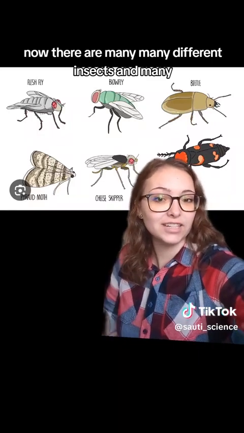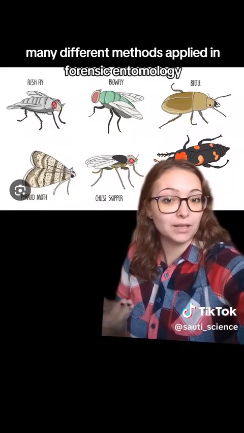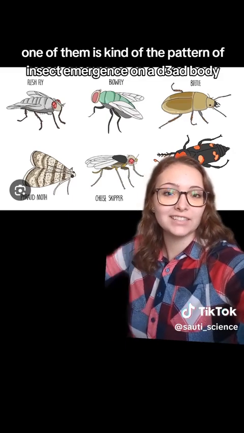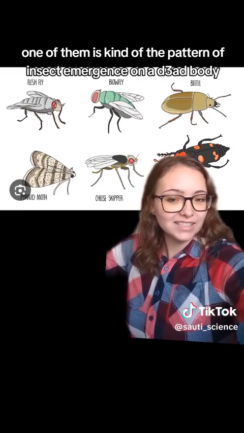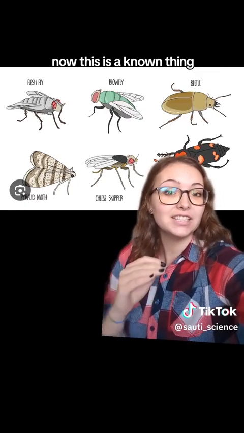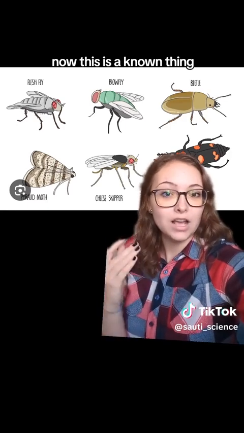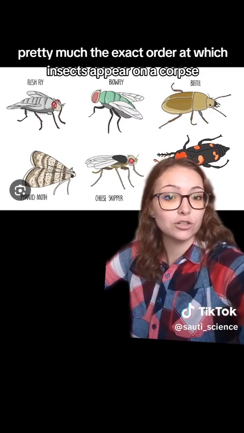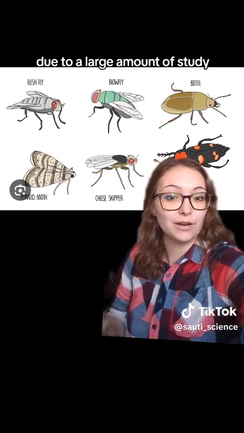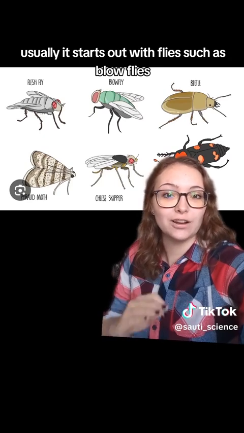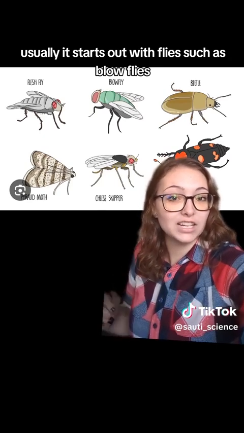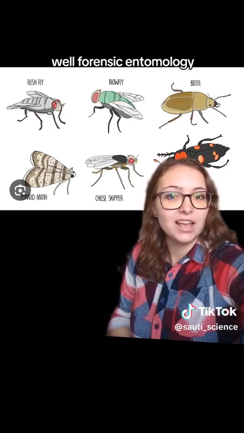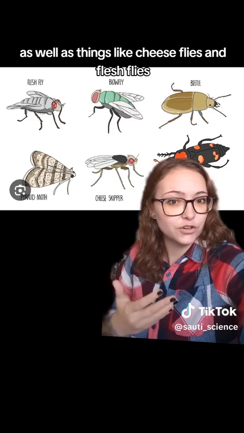Now, there are many different insects and many different methods applied in forensic entomology to find out this information. One of them is the pattern of insect emergence on a dead body. Now, this is a known thing. People and scientists know pretty much the exact order at which insects appear on a corpse due to a large amount of study. Usually it starts out with flies, such as blowflies, which are some of the most important insects used in forensic entomology, as well as things like cheese flies and flesh flies.